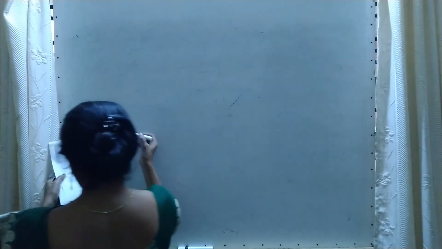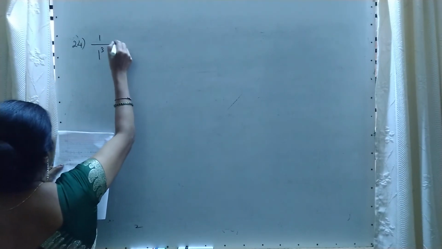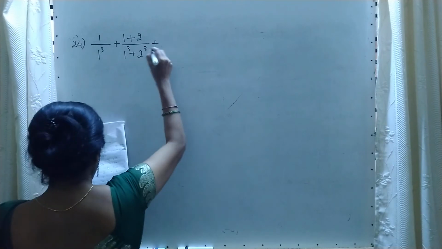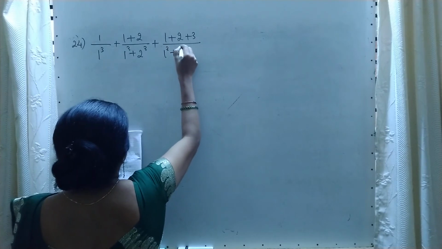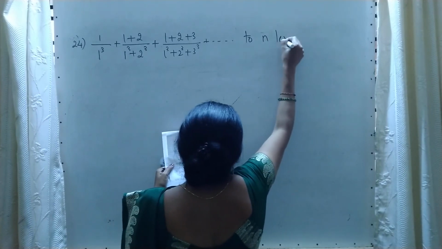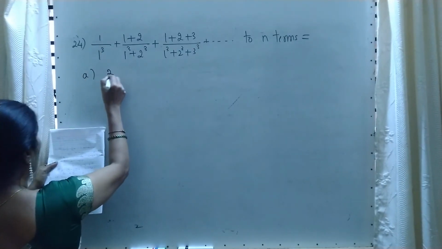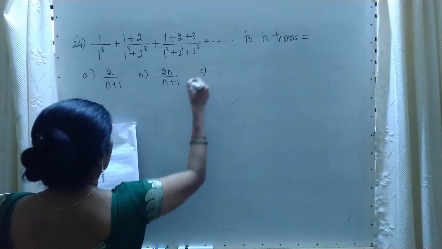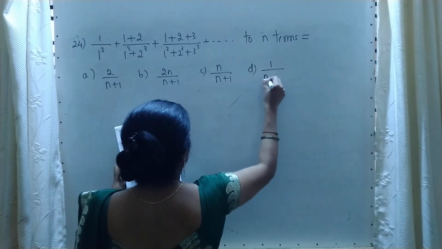Moving to the next question, question number 24. 1 upon 1 cube plus 1 plus 2 upon 1 cube plus 2 cube plus 1 plus 2 plus 3 upon 1 cube plus 2 cube plus 3 cube plus continuation up to n terms is equal to, first option 2 upon n plus 1, second one 2n upon n plus 1, third one n upon n plus 1, fourth 1 upon n plus 1.